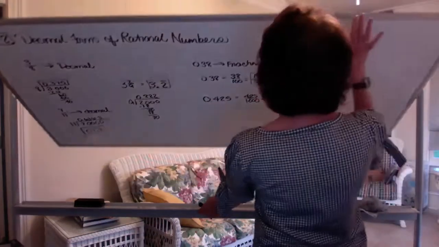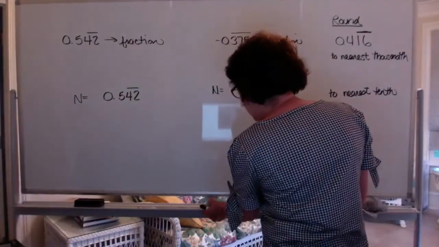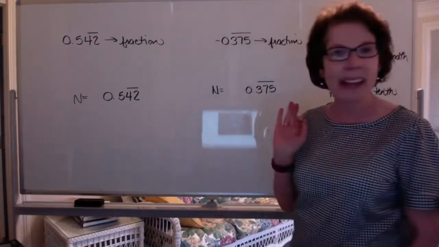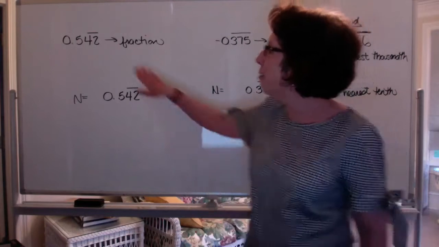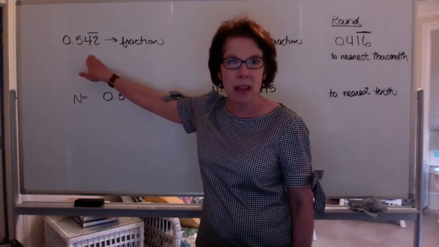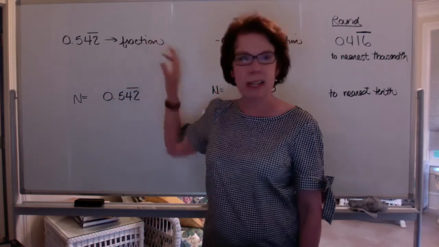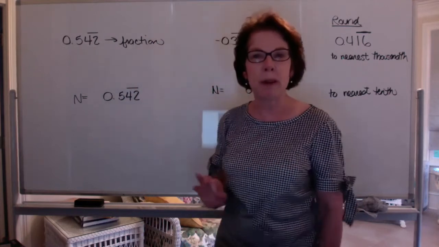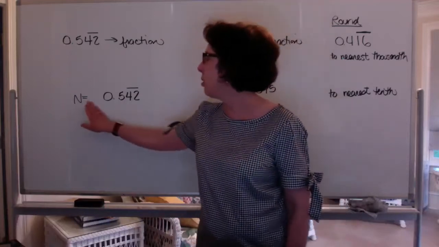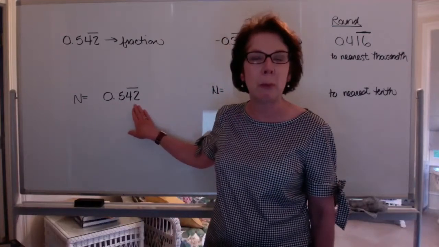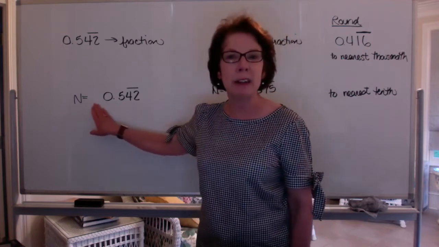Now, let's go over here to the other side, and let's get a little bit more complex. This is the new thing. In Honors Algebra 1, we're going to learn how to convert a repeating decimal to a fraction. Now, there is a special method we're going to use, and I'll be looking for this on your work. The first thing I do is write a simple equation. My number n is equal to 0.542, with the 42 being the repeating digits.